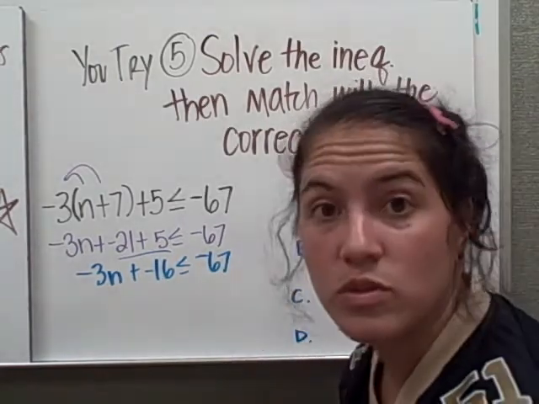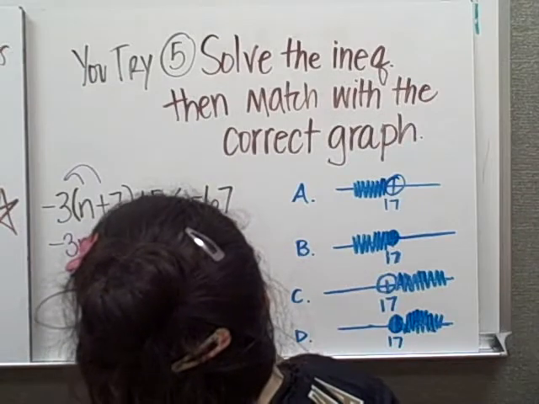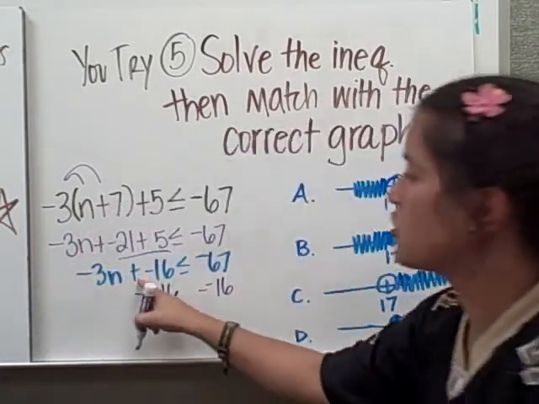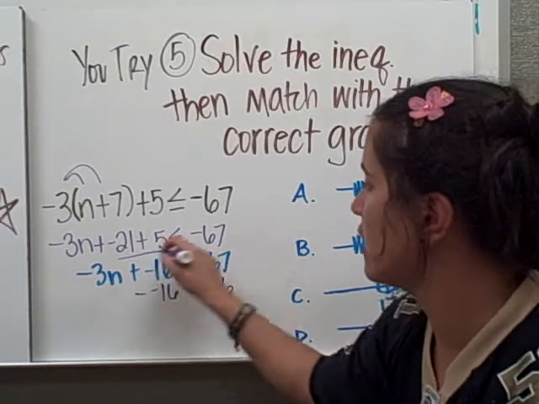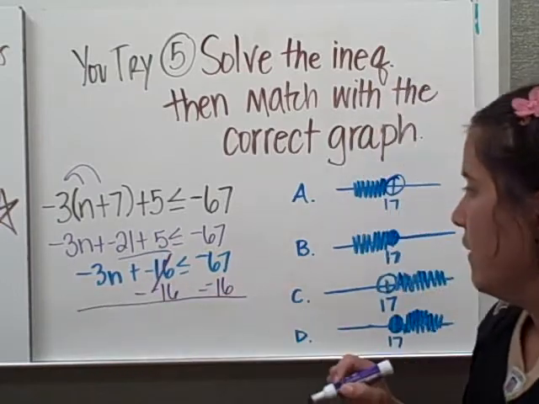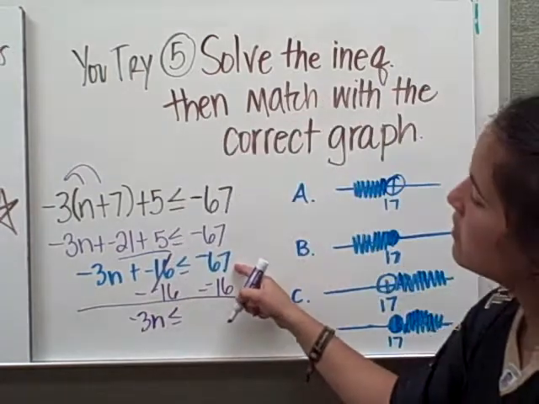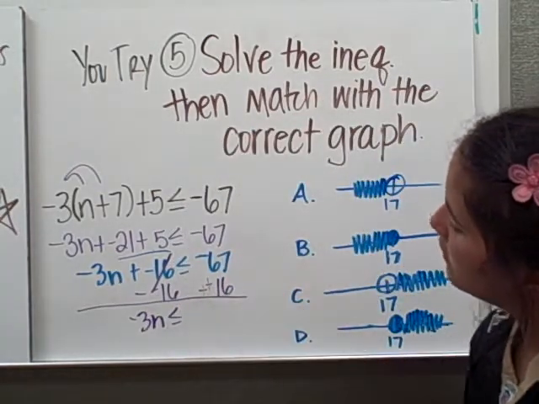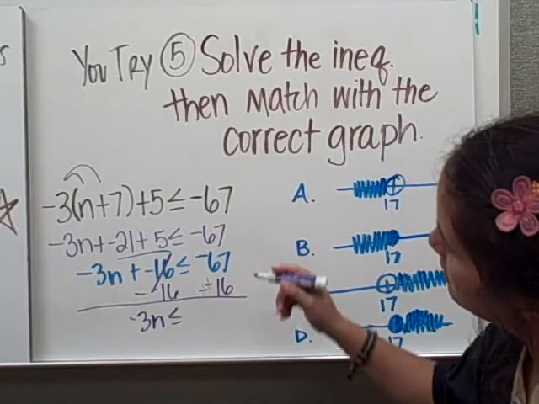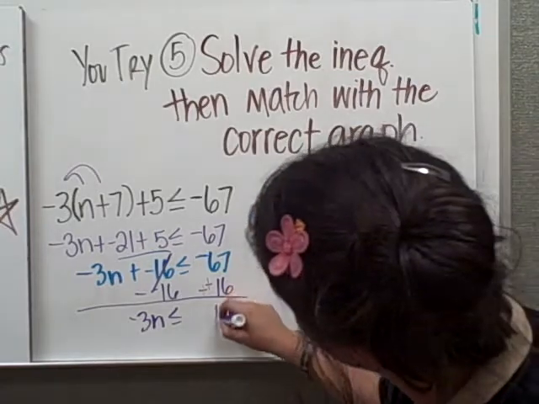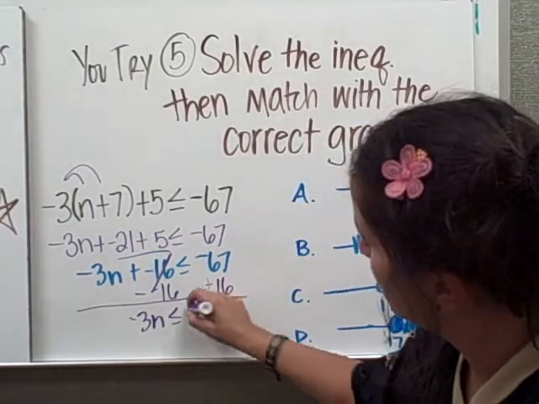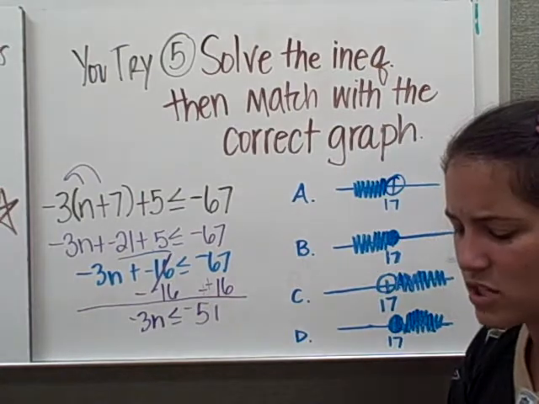Now I'm going to solve by subtracting a negative 16 from both sides. And I get negative 3n, negative 67 plus 16. Let's see, those are different signs. We subtract those. Negative 51. Did y'all get that?